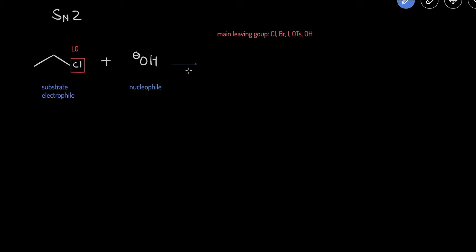Essentially, in terms of predicting the product, all you got to do is replace the leaving group with your nucleophile. The nucleophile is going to substitute the leaving group. So they're going to switch places. You're going to get this SN2.